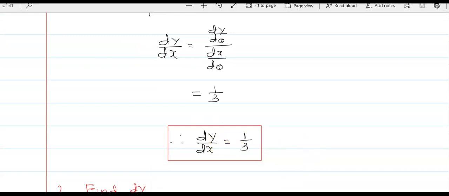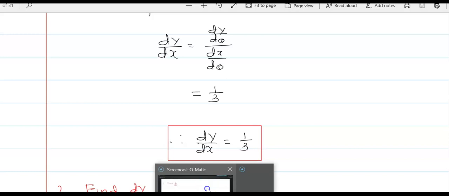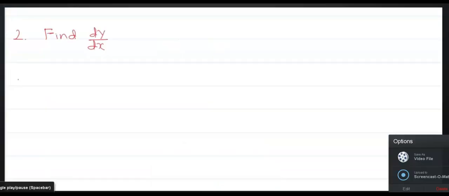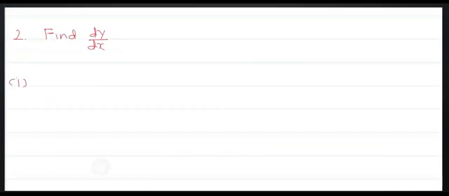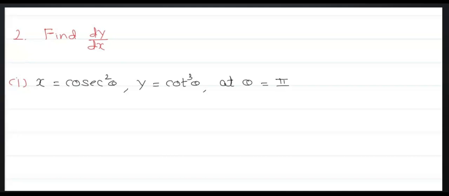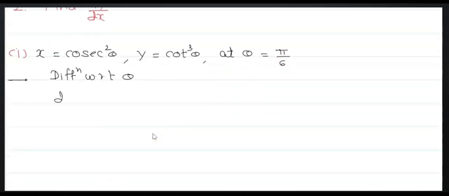dy by dx is equal to 1 upon 3. Now the next is question number 2. Find dy by dx if x is equal to cosec square theta, y is equal to cot cube theta, and theta is equal to pi by 6. Now differentiate this with respect to theta.